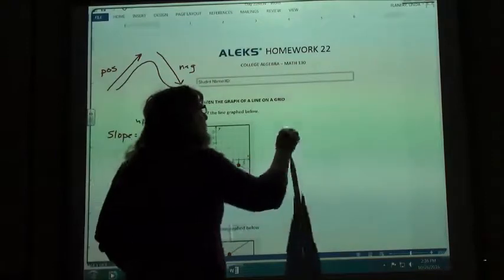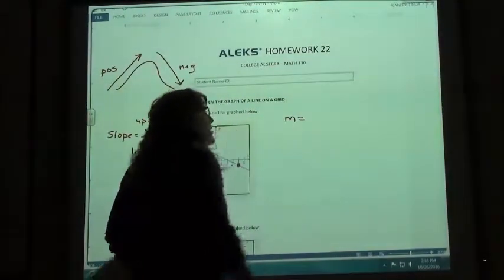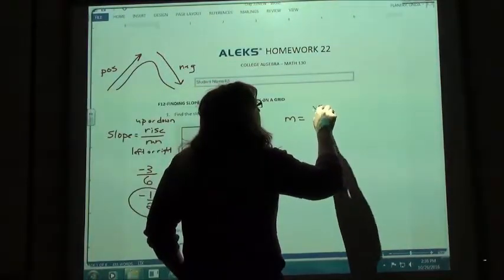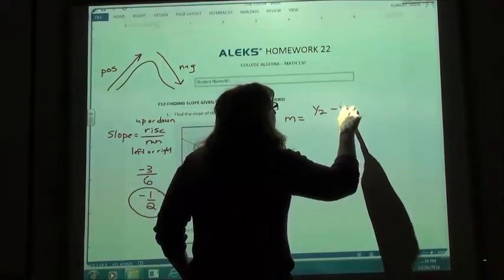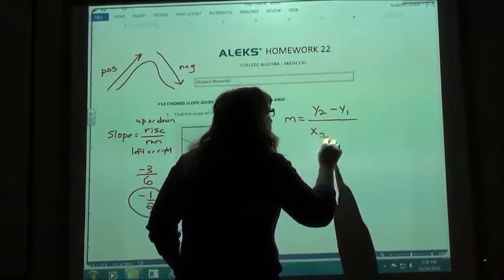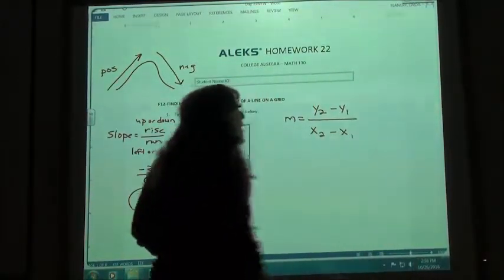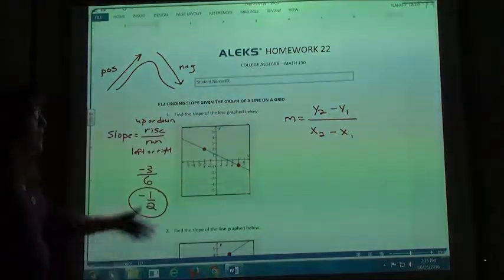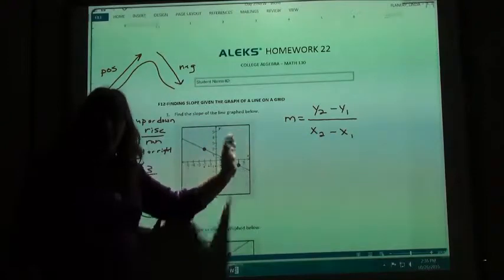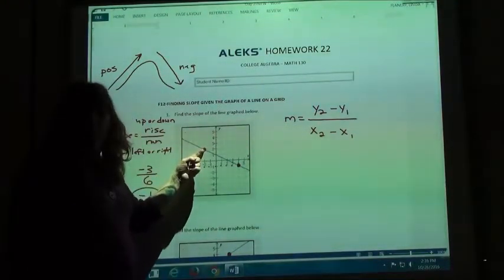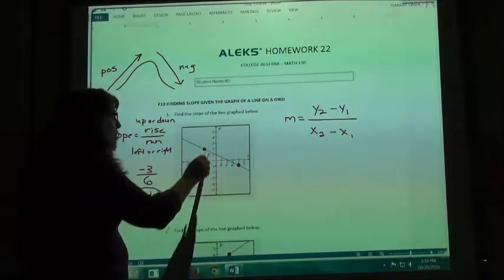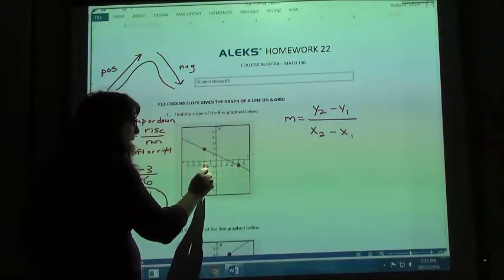So my formula for slope, the symbol for slope is m, and they're going to say I'm going to take the y value from point 2 minus the y value from point 1 divided by the x value from point 2 minus the x value from point 1. Now it really doesn't matter which one is point 1 and point 2, but since I read from left to right, I like to call the one on the left my point 1 and the one on my right my point 2.